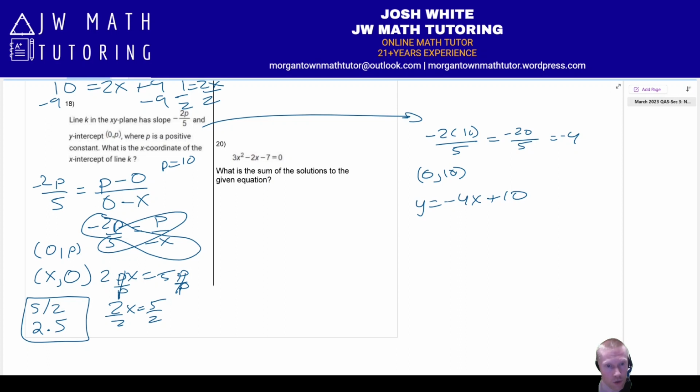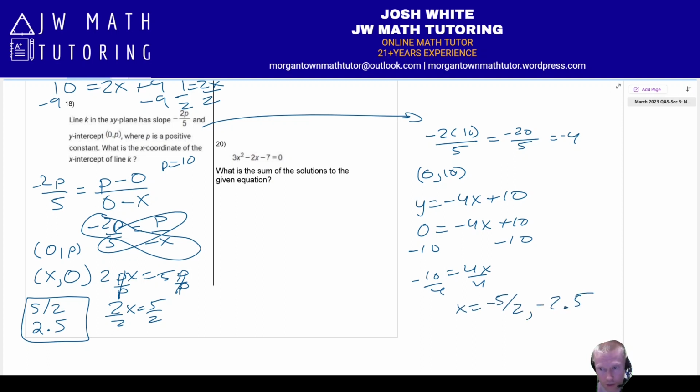So what is the x-intercept of this line? Well, just set y equal to 0 and solve for x. Subtract 10 on both sides. Negative 10 equals 4x, divided by 4. You get negative 10 over 4, which you would have to know to reduce to negative 5 halves, again, or the same negative 2.5.